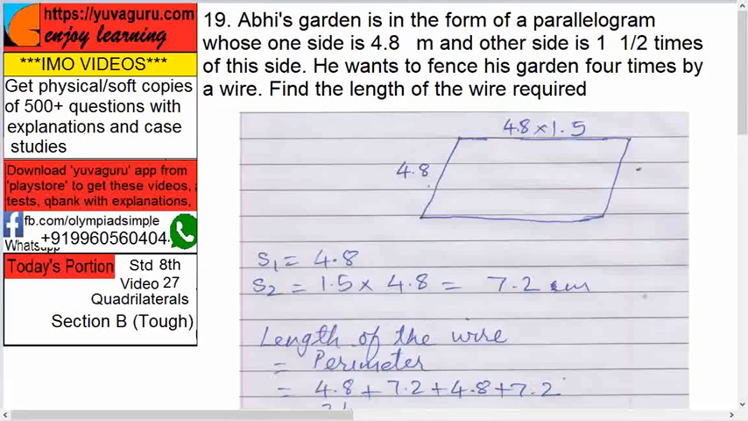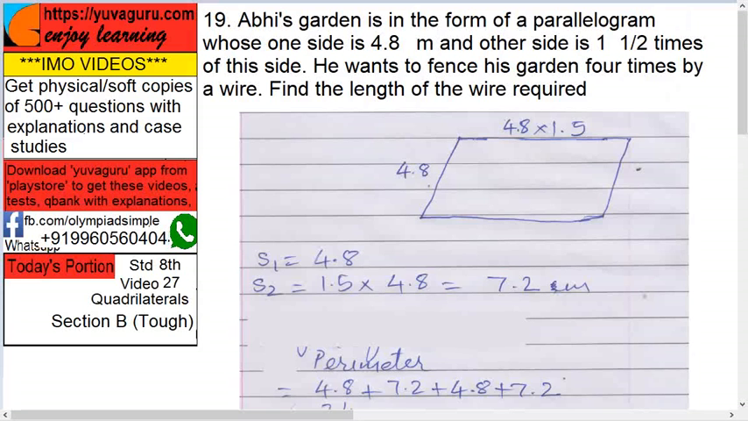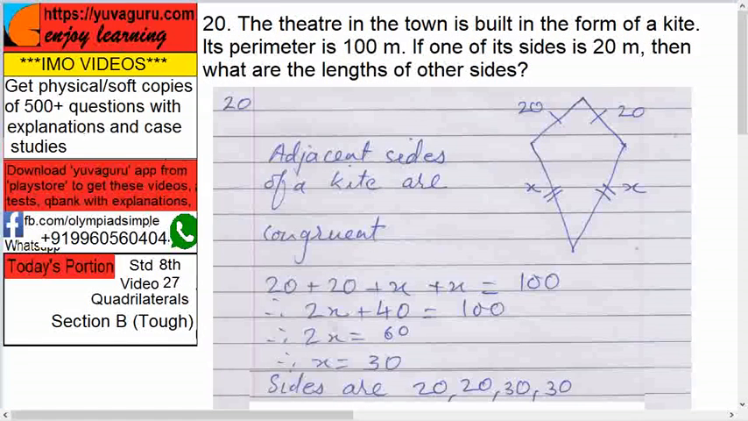So the perimeter is what? Perimeter is 4.8 plus 7.2 plus 4.8 plus 7.2. That is 24 meters. Okay, then he wants to border, means wire it 4 times. So 4 into 24, that is 96 meters. That much is the length of the wire required. Answer is 96 meters. Next, a theatre in the town is built in the form of a kite.